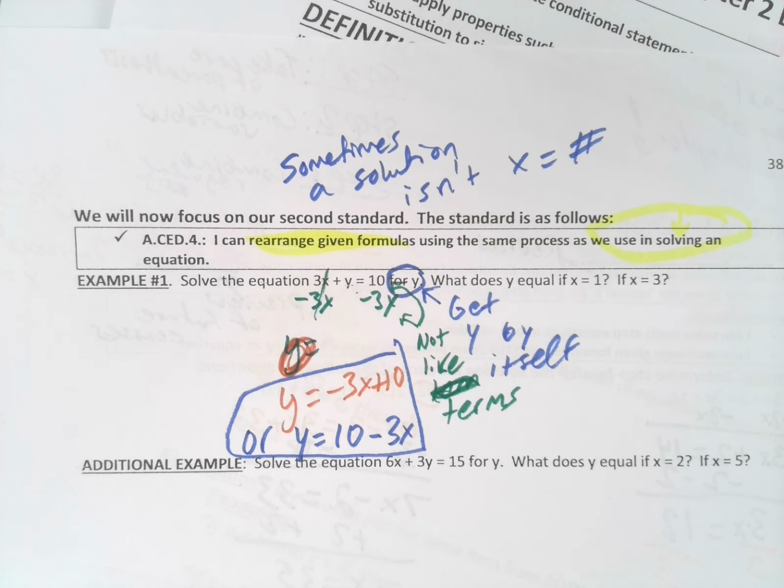By the way, what would you get for y if x equaled 1? Well, let's plug it in here. If x equaled 1, then we would have y equals 10 minus 3 times 1. Well, that'd be y equals 10 minus 3, or y equals 7.